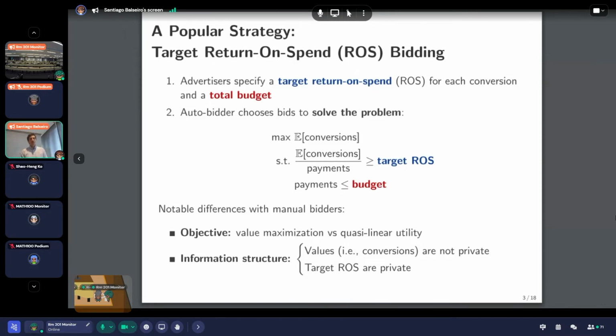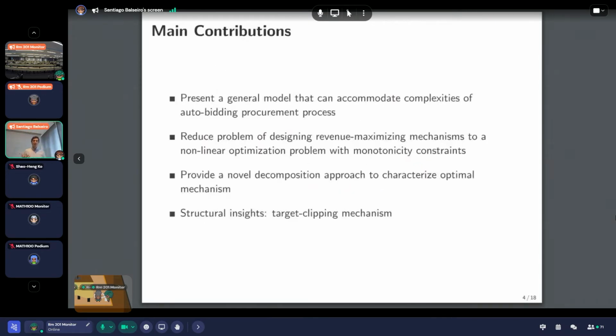Now, what's our main contribution? We present a general model that can accommodate the complexity of the auto bidding procurement process. We reduce this problem to a problem with monotonicity constraints, which we're going to explain, and we provide a novel decomposition approach to characterize an optimal mechanism. And the structural insight is that the optimal mechanism has this target clipping structure. I'm going to explain this later, but the main idea is that we have a threshold. Above the threshold, we allocate efficiently. Below the threshold, we clip all the buyers to the threshold, and they get the allocation at the threshold.